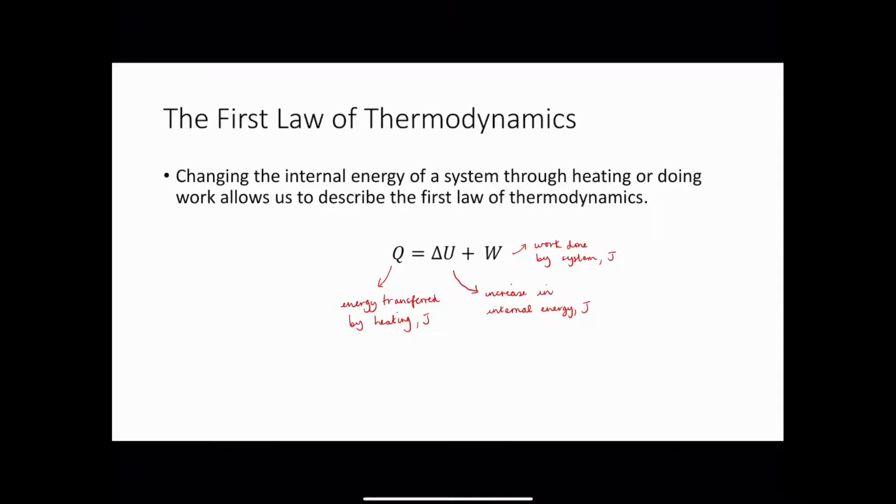Q can actually be a positive or a negative value. If the energy is transferred to the system, i.e. the system gets heated, then Q is positive. But if the energy is transferred away from the system, then Q is negative and the system is cooled.